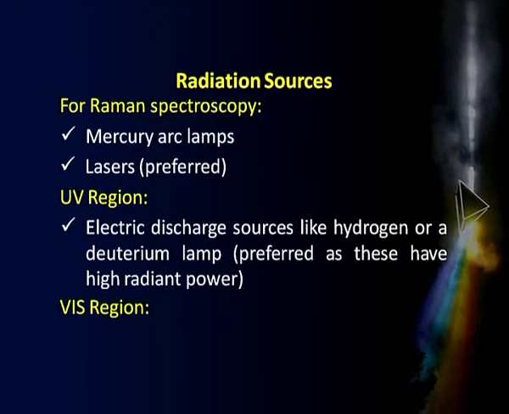Similarly, for the visible region, we use a tungsten filament lamp. That is a normal kind of lamp that gives you radiation in the visible region, say about 370 nanometers to about 750, 760 nanometers.